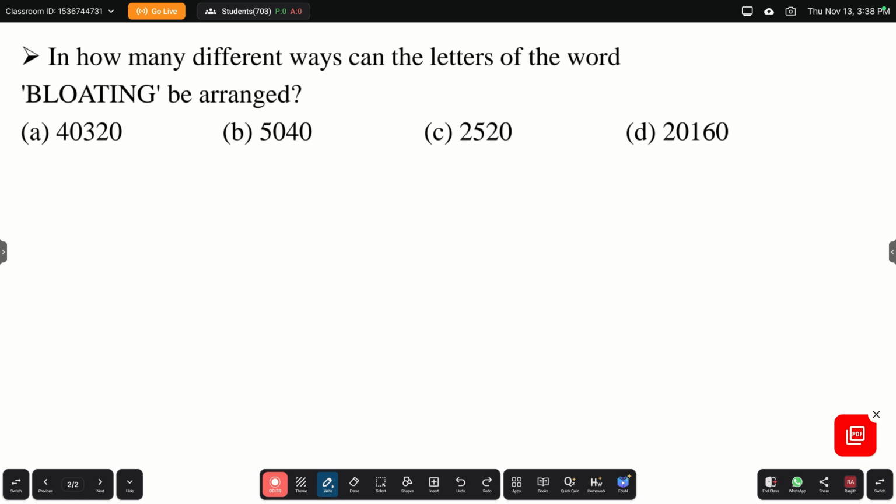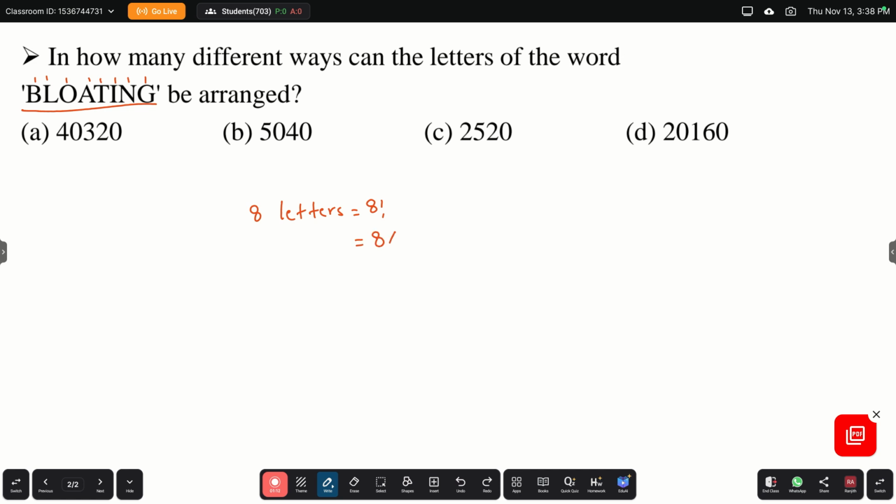In how many different ways can the letters of the word bloating be arranged? How many letters in a word? 1, 2, 3, 4, 5, 6, 7, 8. So we are given 8 letters. 8 letters are arranged by 8 factorial. Is there any common letters in the given word? In the sense, there is no common letters. This will be arranged by 8 factorial.